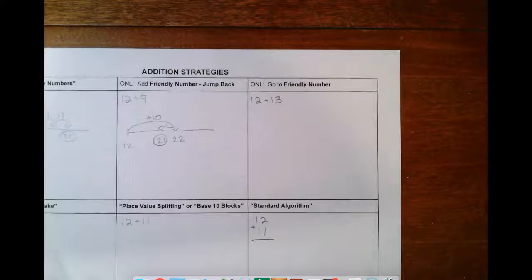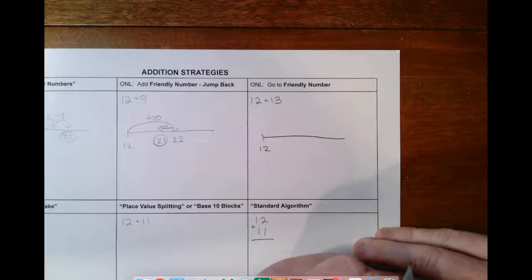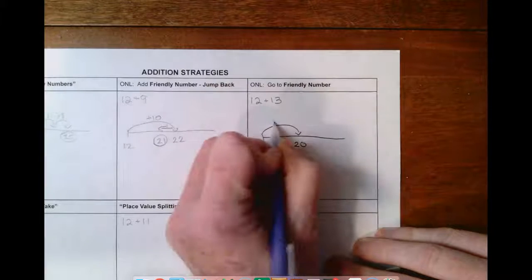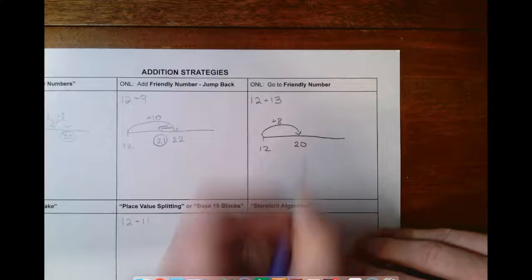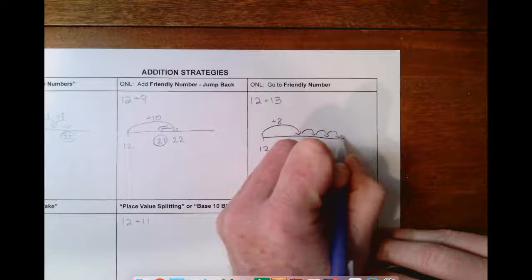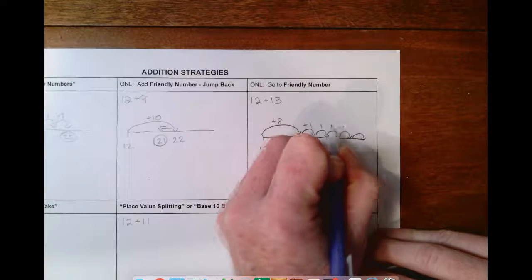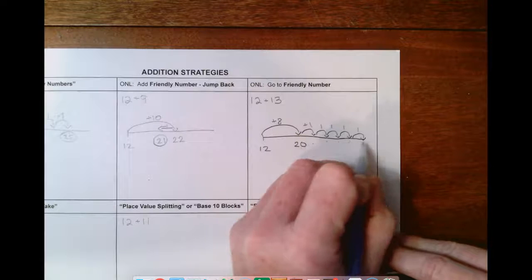Okay, now going to a friendly number. So we start at 12, and a friendly number would be, again, a multiple of 10. So let's go to 20. So that's adding 8. But we needed to add 13. So a typical second grader might chunk it out by ones. So if we add 8, 9, 10, 11, 12, 13, right? We've added 1, 1, 1, 1, 1. So that gets me to 21, 22, 23, 24, 25.